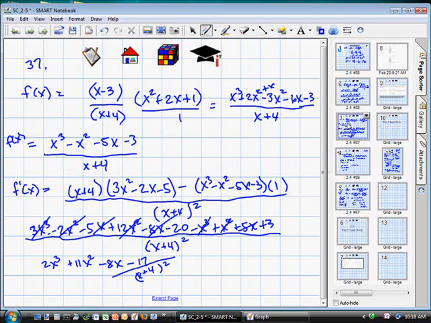I could have thought of this as one big happy product and said, take the first times the derivative of the second plus the second times the derivative of the first, and then when I did the derivative of the first, I would have had to do the quotient rule. So I could have taken that approach. And there's probably a bunch of others.